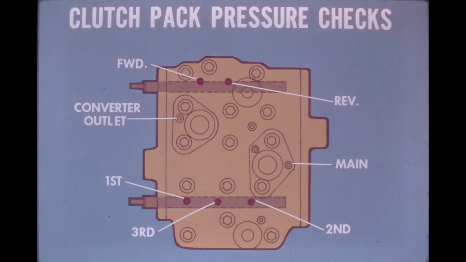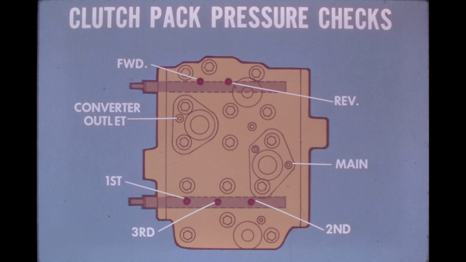This illustration shows the location of the clutch pack pressure test ports on the face of the control valve. It also shows the position of the directional and range control spools. The pressure test ports are positioned downstream from the control spools so that pressure is read in the circuit between the control spool and the engaged clutch pack.